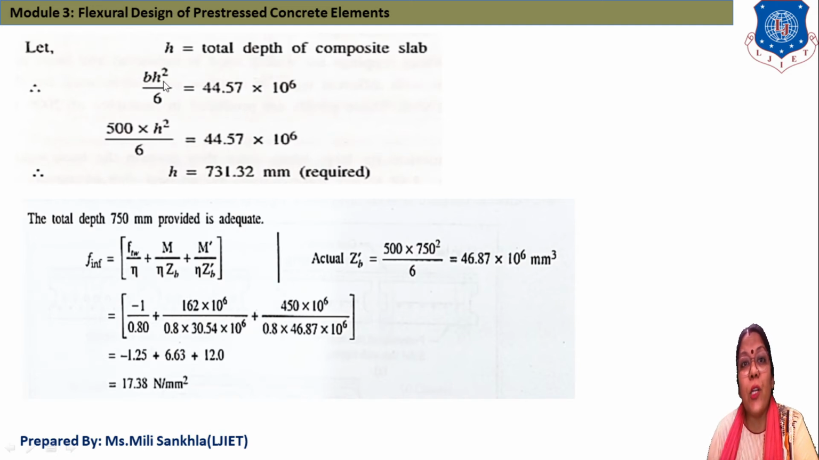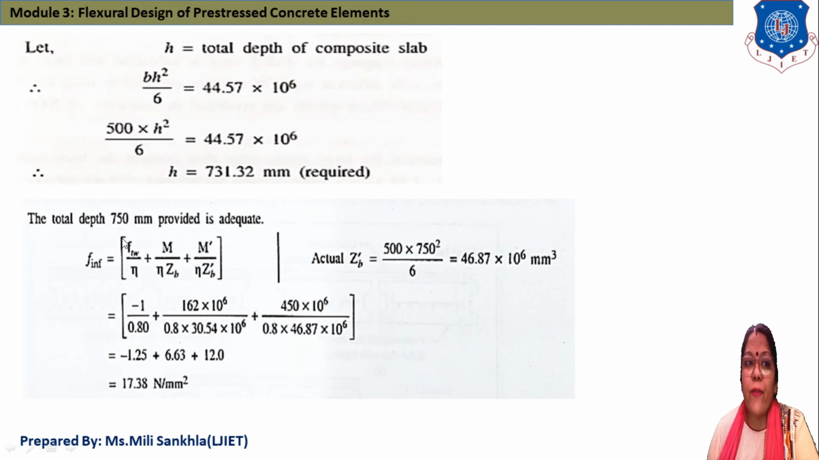44.57 × 10^6, and the actual equation of section modulus is BH square by 6, or we can say BD square by 6. Here H is equal to D. Now B is equal to the maximum width, that is 500, H square by 6, and 44.57 into 10 to 6. Here the value of H we find out is 731.32 mm, this is the required depth or height of our section.